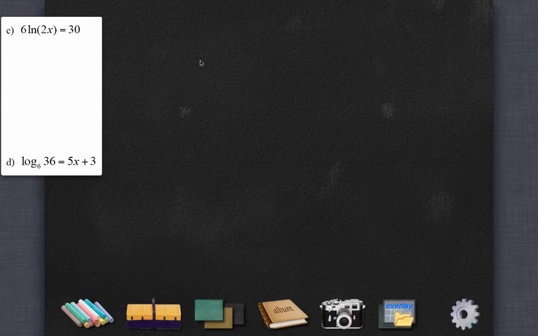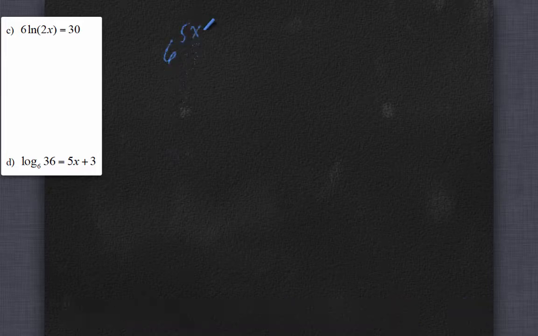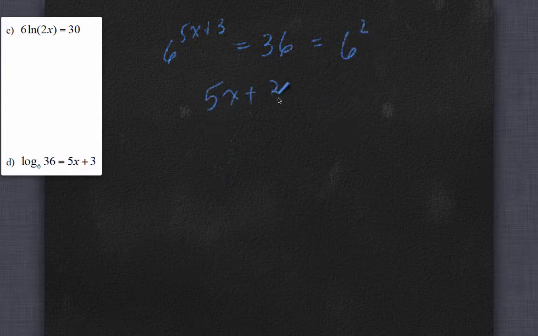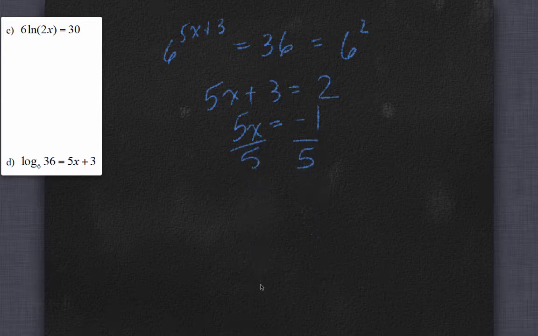Okay, so this one, 6 to the 5x plus 3, because I don't have a number out here, so I can just jump right in. 6 to the 5x plus 3, the log is the exponent, the base is the base, is 36. But 36 is 6 squared. So now I can just say 5x plus 3 is 2. 5x is negative 1, subtracting 3 on both sides. X is negative 1/5.